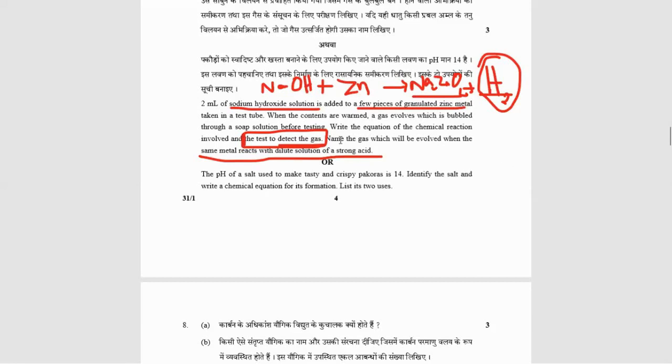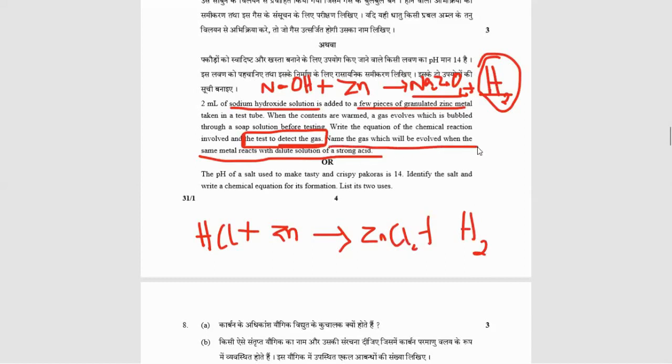And last question, name the gas which is evolved when the same metal, that means zinc, reacts with a dilute solution of strong acid. You can take any strong acid like nitric acid, sulfuric acid, hydrochloric acid. You take HCl, that gives acid plus metal gives salt, that is ZnCl2, zinc chloride. And what gas is evolved? Of course hydrogen gas. So the answer for this question is hydrogen gas.